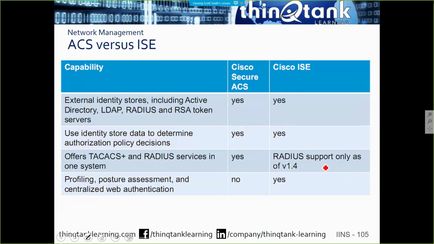But the benefit that ICE provides that TACACS and Radius didn't is this ability to do device profiling, posture assessments against devices. We can do centralized web authentication for guest services like wireless guest services and so on. The Radius and TACACS within Cisco ACS don't provide those functions. Only Cisco ICE does. Has anybody here worked with ICE before?